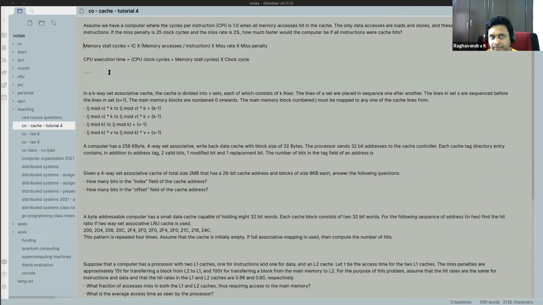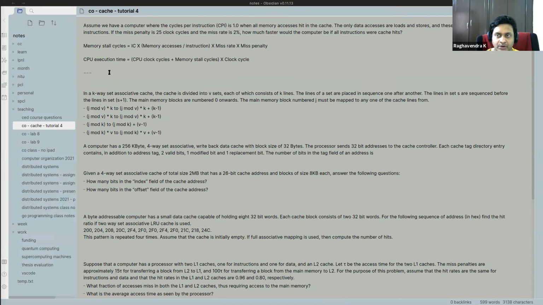So what is the CPU total execution time? We knew that it is CPU clock cycles into clock cycle time, but now it is no longer just CPU clock cycles. You also have to add the memory stall cycles. It depends on the cache and how you are handling it. So it's the CPU clock cycles plus memory stall cycles.